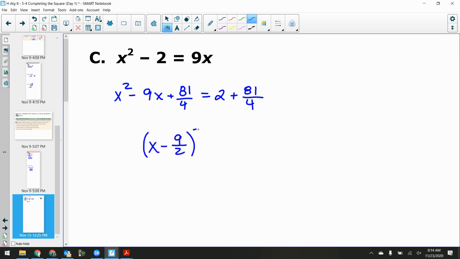Okay? Now, here's where life gets a little bit difficult. This is going to be 9 over 2, right? I don't need to try to factor anything down there. I know that that's going to factor into b over 2. But on the right side, I've got to work with some fractions. 2 plus 81 fourths, right? Okay, well, to get common denominators, I need to turn 2 into fourths, right? So isn't 2 8 fourths? So add the numerators together, 89 fourths.